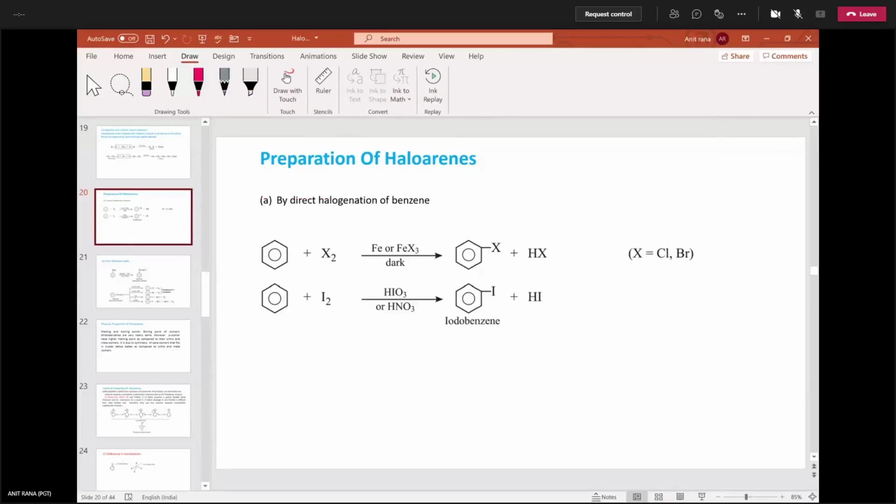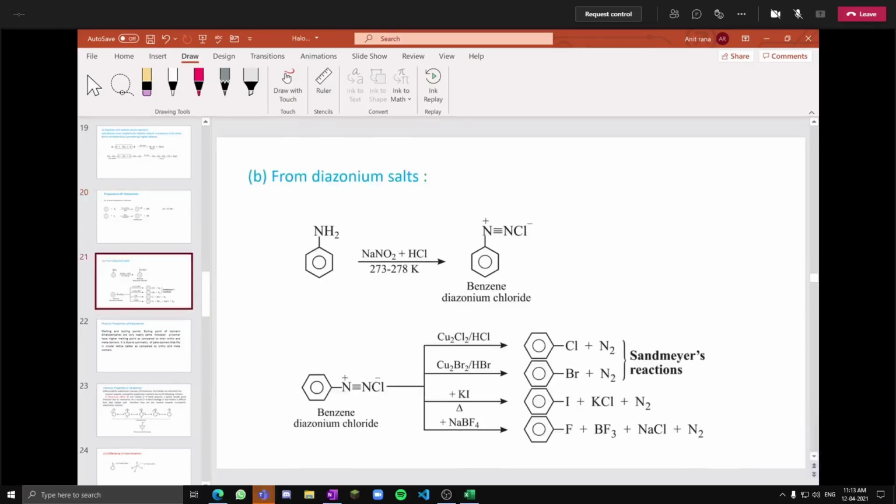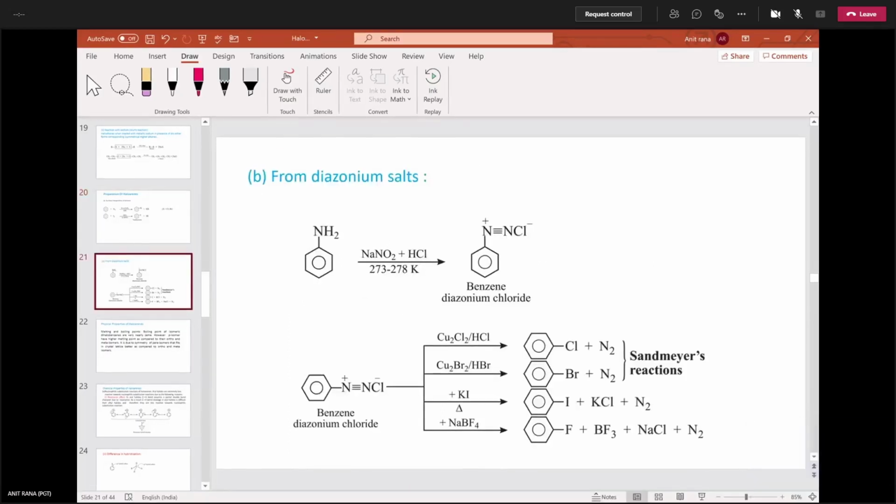The heading of preparation of haloarenes? Yes. Okay, let's start with direct halogenation. I think we have discussed that. Let's go for diazonium salt.